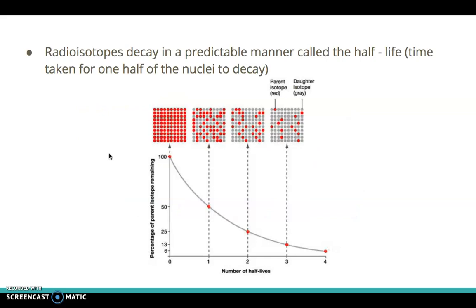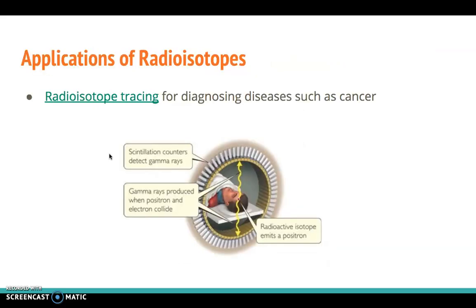Radioisotopes decay in a predictable manner, which is called the half-life, or the time that it takes for 1/2 of a nuclide to decay over a period of time. We use these radioisotopes in our medical fields and in science in a lot of different ways. One of the ways that we use radioisotopes is as a valuable diagnostic tool in medicine. It helps us to diagnose diseases such as cancer.